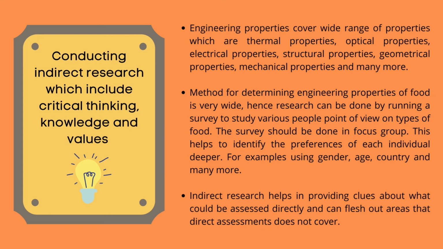So, research should be done by running a survey to study various people's points of view on types of food. The survey should be done in a focus group. This will help to identify the preference of each individual more deeply. For example, by using their gender, age, country, and others. Indirect research helps in providing clues about what could be assessed directly and can flesh out areas that direct assessment does not cover.